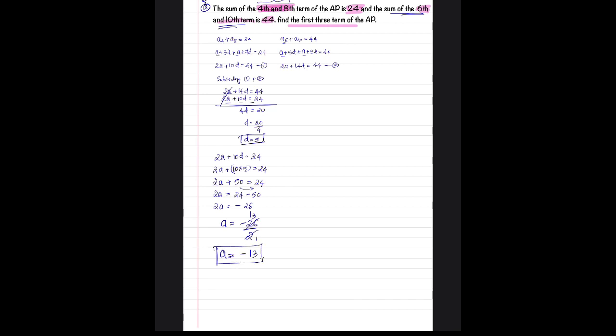Okay, so we have to calculate the value of the first 3 terms. Here the first term is minus 13. We have to add the common difference 5, so the next term is minus 13 plus 5, which is minus 8. The next term is minus 8 plus 5, which is minus 3. So this is minus 13, minus 8, minus 3, your first 3 terms in the AP.